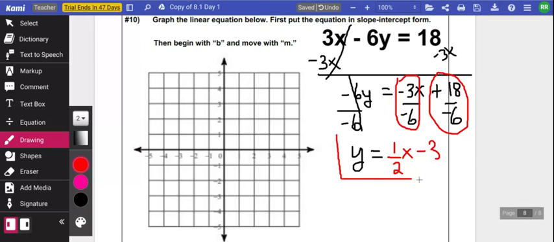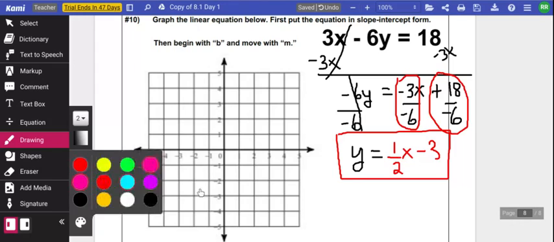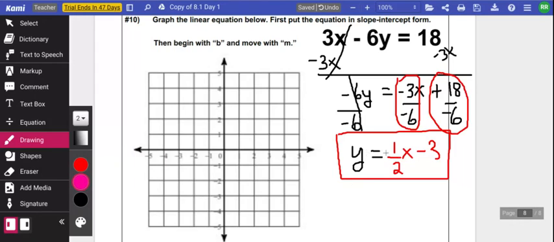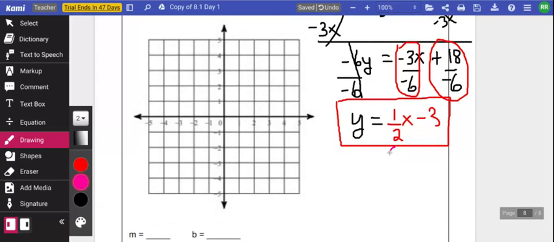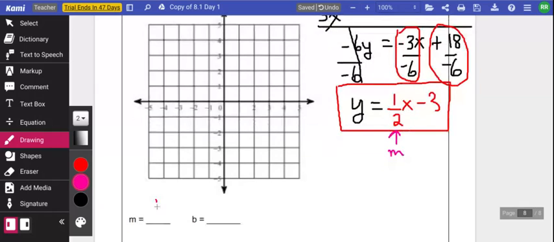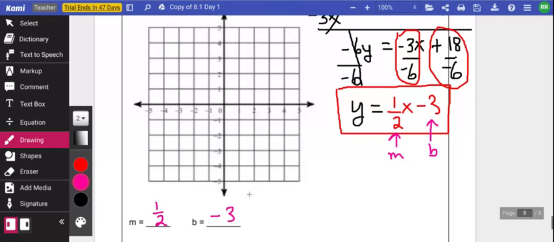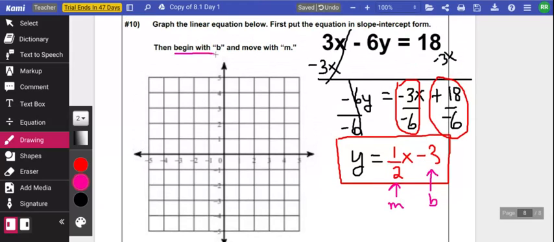Okay, so this right here is slope-intercept form. I have y on one side, everything else on the other. Your x term is first, and then your constant. So what is M? M, or the slope, is the number in front of x. So this right here, 1/2, that's my slope. So I have a slope of 1/2. What's my B? B is the constant term. So that number right there, -3, that's B. Okay? So now I'm going to begin with B, and move with M.